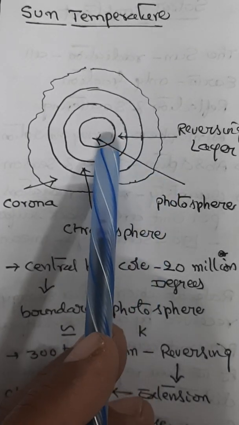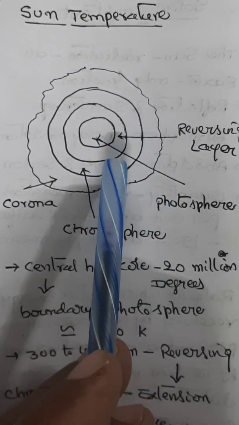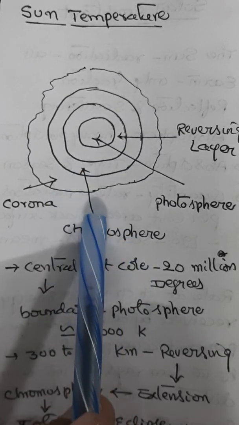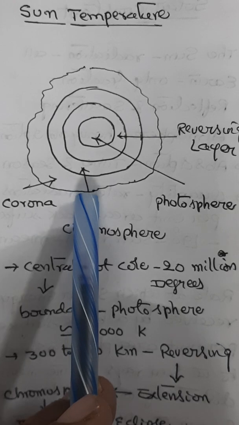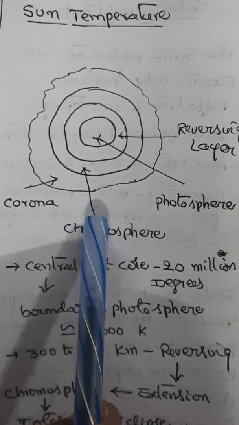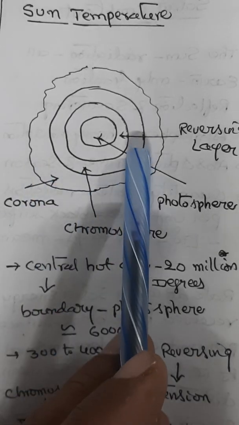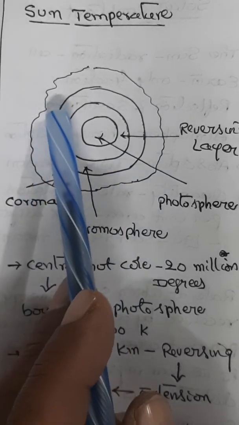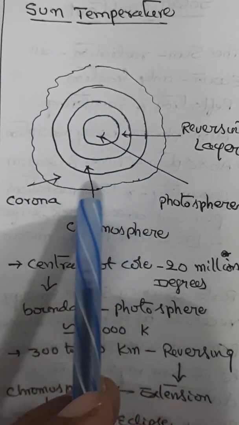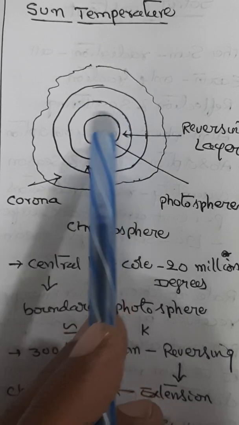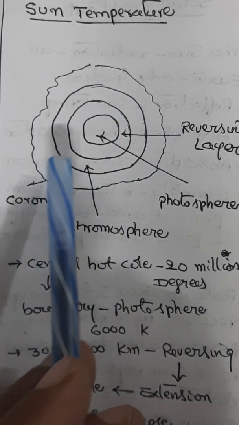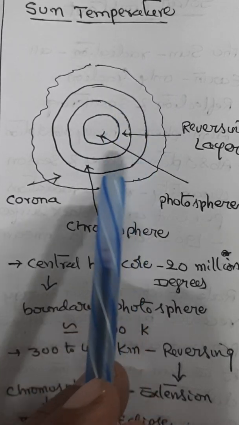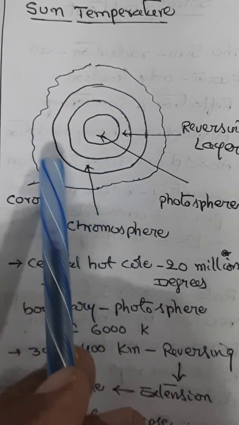After that, nearly up to 300 to 400 kilometers, a thick layer is found, which is called the reversing layer. This contains most of the elements in gaseous state. The extension of the reversing layer is what is known as chromosphere. This is only seen during the total solar eclipse. And finally, the outer gaseous layer, which extends to more than 500,000 kilometers, is what is known as corona. Now, like this, different parts of the sun are being shown as layers.